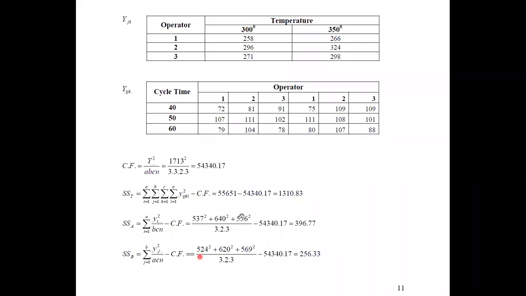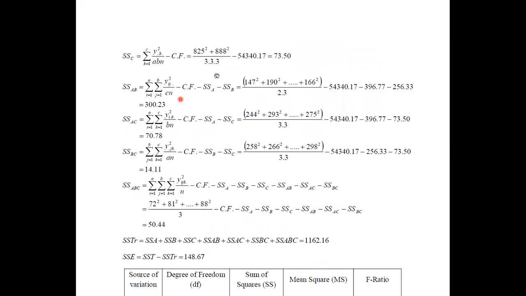If you refer to the table, then you can see these are the totals that we have obtained. Therefore, we can say these are square terms, and 3 terms were used here. Therefore, you can take them as the square terms, then divided by 3 times 2 times 3, and then subtract the correction factor, then it ends up with 256.33. Likewise, you can do it for factor C also.